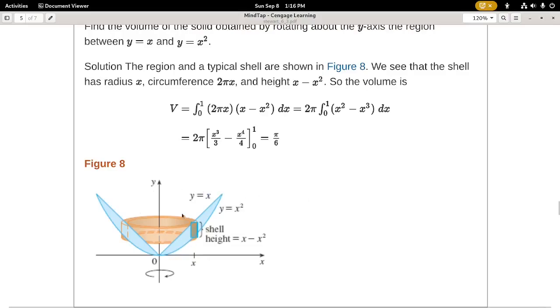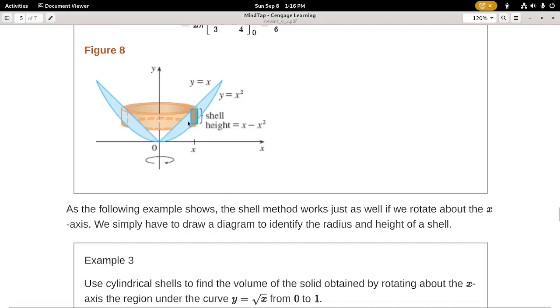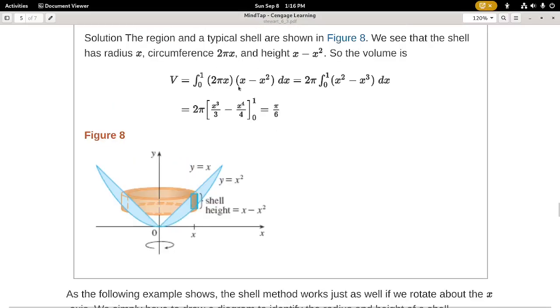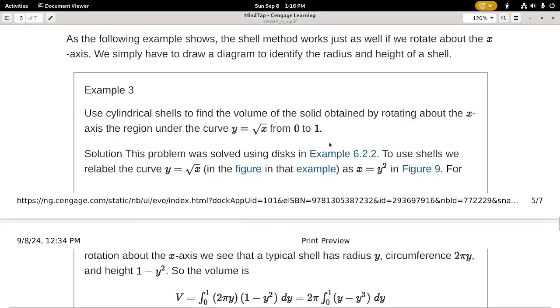Now we talked about rotating about the y-axis. We can also rotate about the x-axis, just like we did with the washer method. The basic ideas are still the same. It's just everything's turned on its head. You're making shells that are rotated and going in another direction. But the basic principle is still going to be the same: radius, height, thickness of a shell. So let's look at the example here.